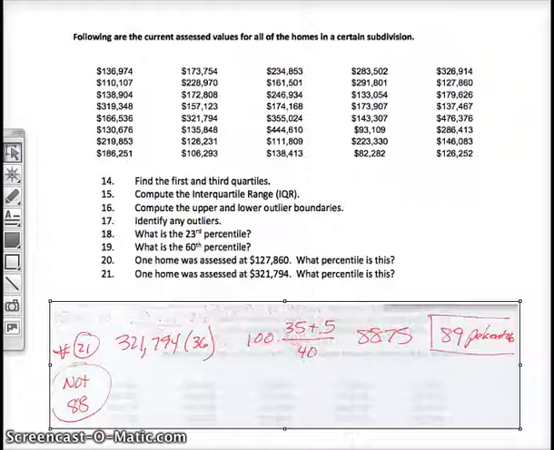Okay, folks, one last item. This had to do with the price of houses, and there were several related questions. Last one: a home was assessed at 321,794. What percentile is this? When I worked through that whole problem, I ended up with 88.75. The nearest integer is 89. That should have been 89%, and it said 88%. So mark that correction. All right, I hope this does help you in lesson number 6.